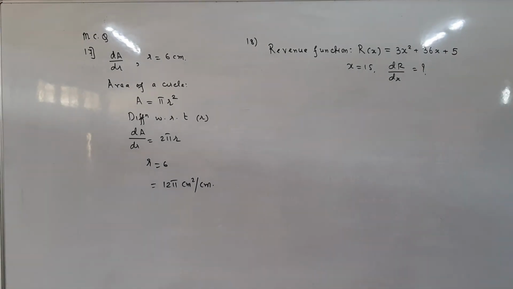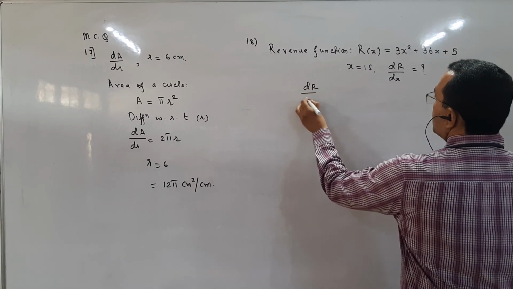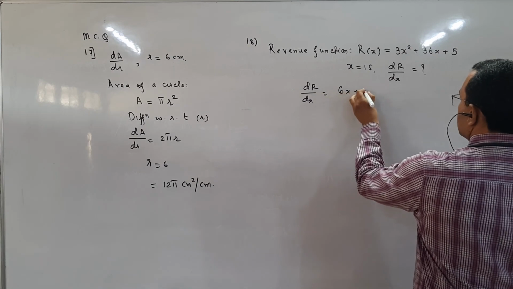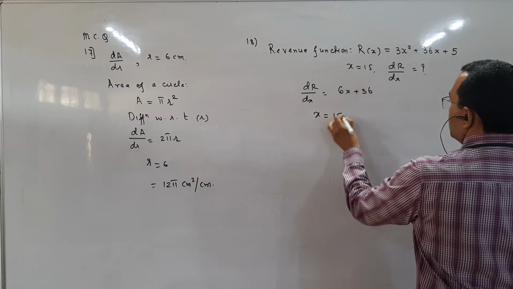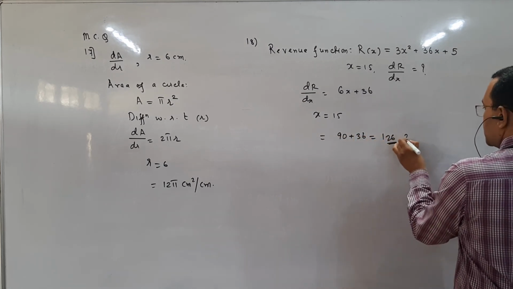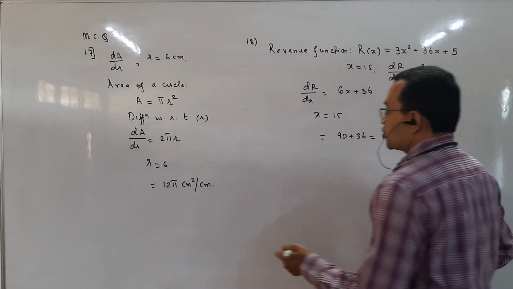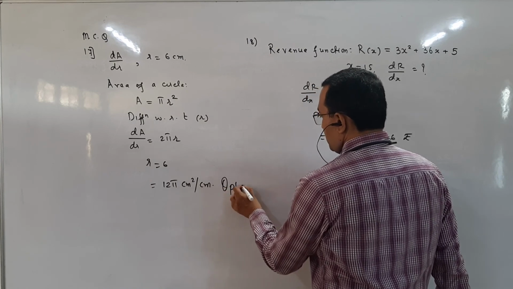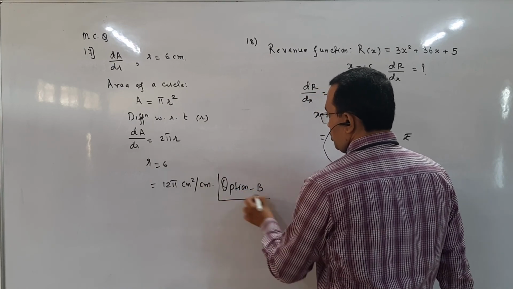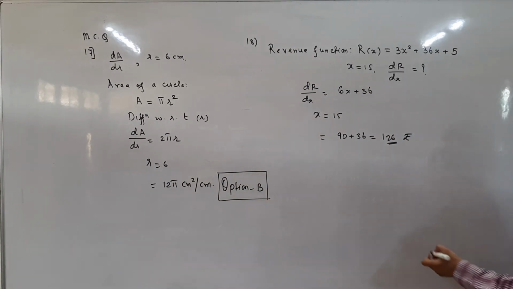Now, just now, students, I have taught this. So again, differentiating with respect to x, we get 6x plus 36. Taking x as 15, 90 plus 36 is 126 rupees. This is our answer. So in the 17th MCQ, according to the options, the correct option was option B, which I didn't write, but you can easily do this much on your own. And in the next MCQ, the correct option is option B.